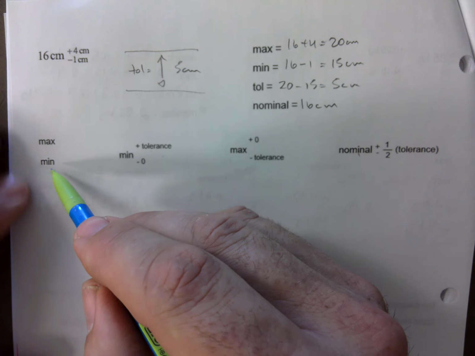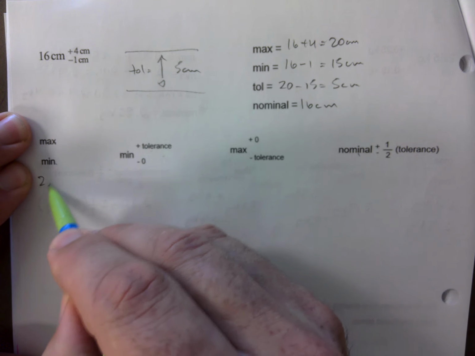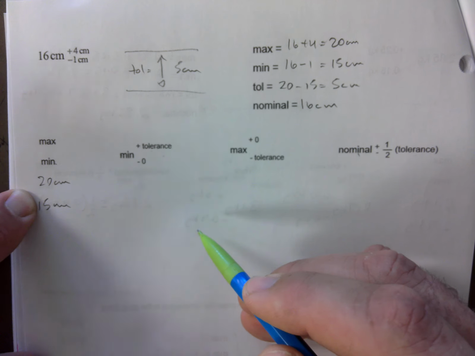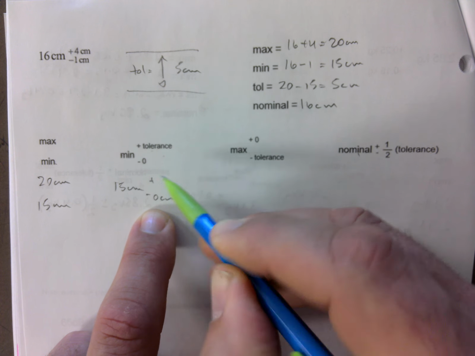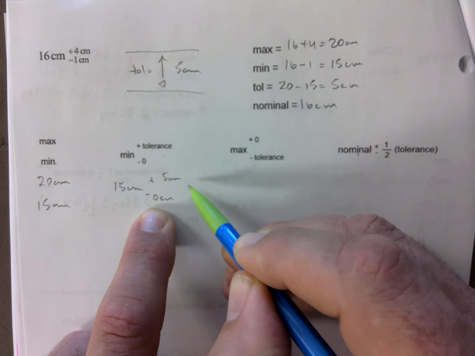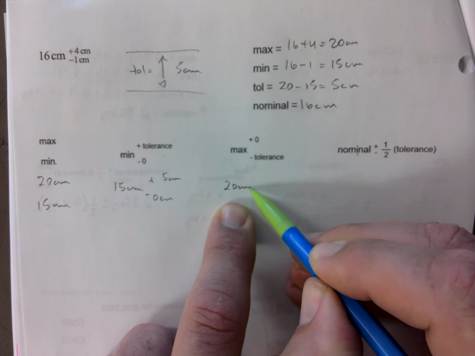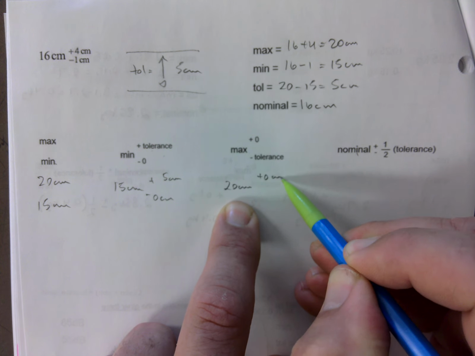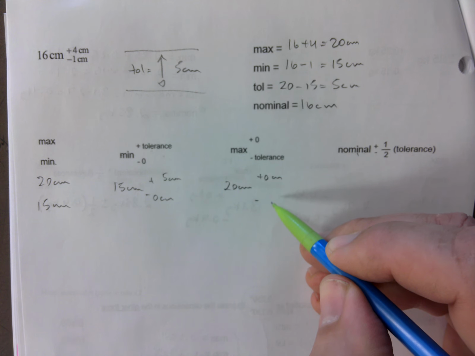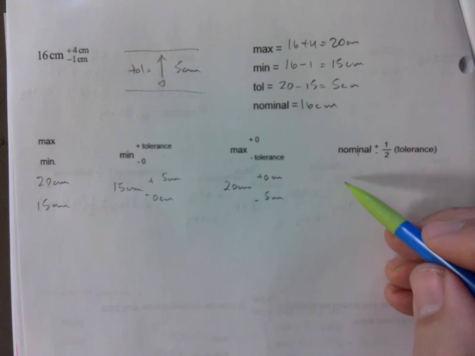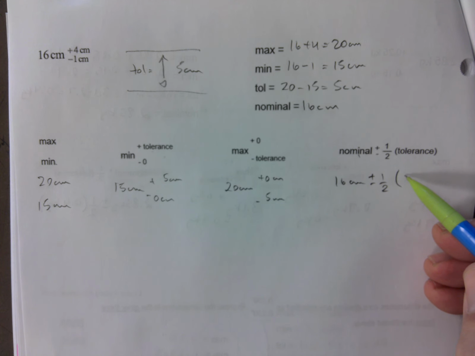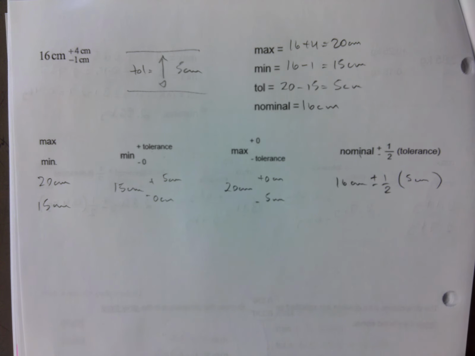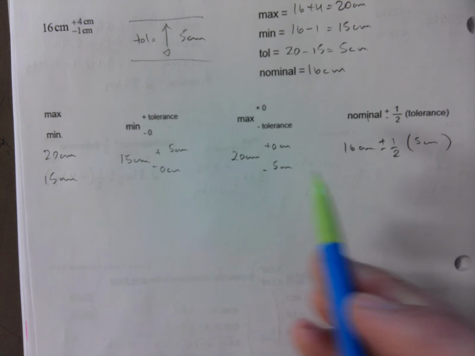So let's fill this in. Max min is just 20 centimeters, 15 centimeters. Okay. Min is 15 centimeters minus 0 centimeters plus 5 centimeters, right? Just follow that. Max 20 centimeters plus 0 centimeters minus 5 centimeters. And then nominal is 16 centimeters plus or minus half of whatever the tolerance is, which is 5 centimeters. Sorry, I'm a little slow today. Okay, so there you have it.